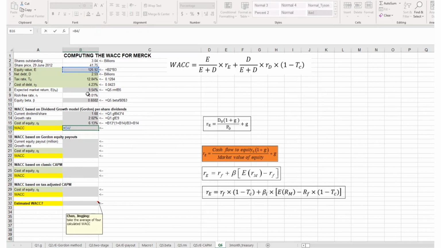Equity divided by equity plus debt, times cost of equity, plus equity times, here it should be the debt, and here it should be cost of debt times 1 minus the tax rate.